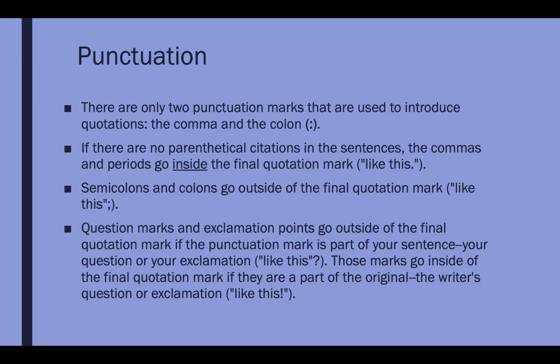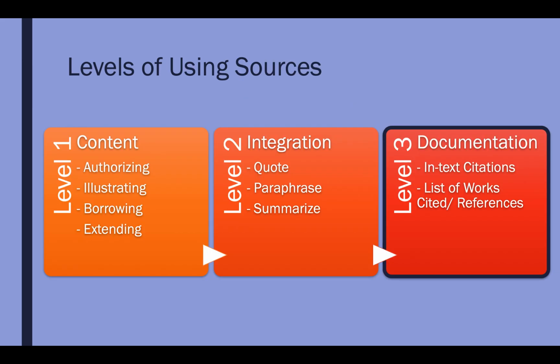If there are no parenthetical citations in the sentences, the commas and periods go inside the final quotation mark, like this, full stop, close quotation marks. Semicolons and colons go outside of the final quotation mark, like this. Question marks and exclamation points go outside the final quotation mark if the punctuation mark is part of your sentence, your question, your exclamation. Those marks go inside the final quotation mark if they are part of the original, the writer's question, or exclamation, like this.